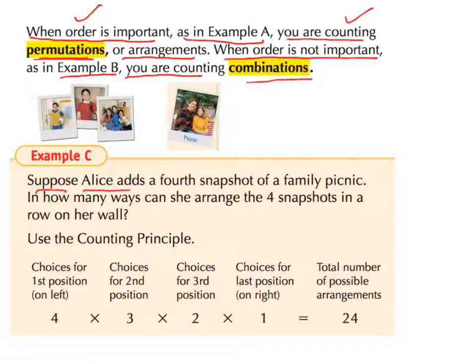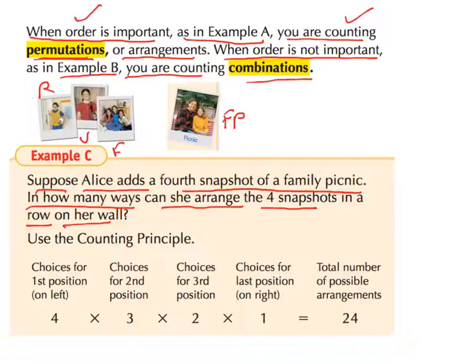Suppose Alice adds a 4th snapshot of a family picnic. Let's take this as the family picnic snapshot. In how many ways can she arrange the 4 snapshots in a row on her wall? So we know this is recreation, victory, and family. And he has added another one, family picnic. So now he wants to arrange these 4 snapshots on the wall.